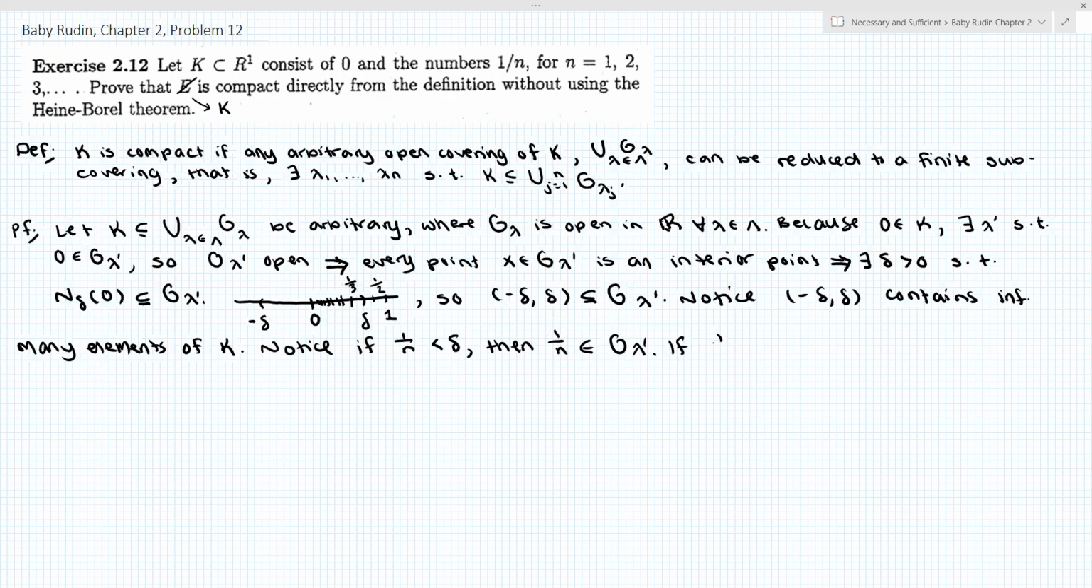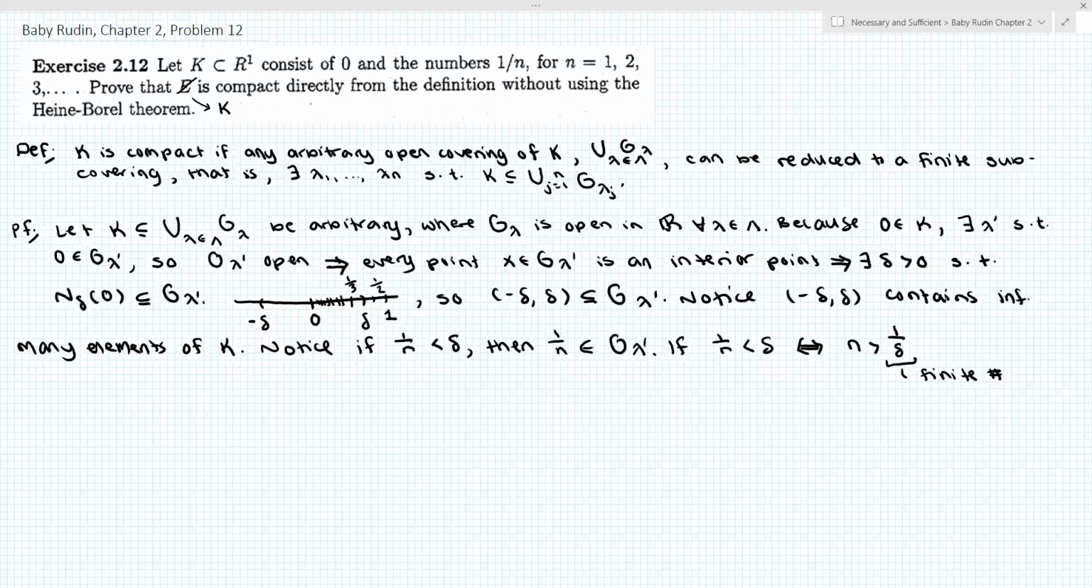So let's go back to this inequality here. If 1 over n is less than delta, this happens if and only if n is greater than 1 over delta. And remember, taking 1 over delta is well defined because our assumption is that delta is greater than 0. So notice 1 over delta is some finite number. And we're saying, okay, well, n is greater than 1 over delta. So because the natural numbers are unbounded, this means that there are infinitely many elements of K that are contained in 0 to delta. So that justifies our statement up here. Then notice negative delta to delta contains infinitely many elements of K.